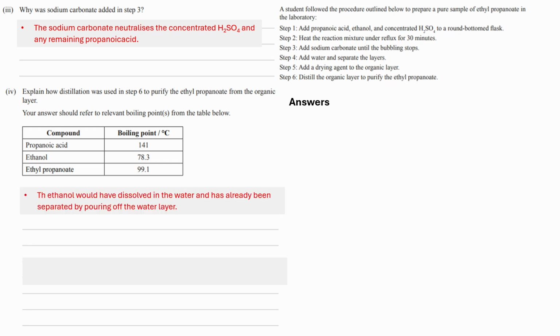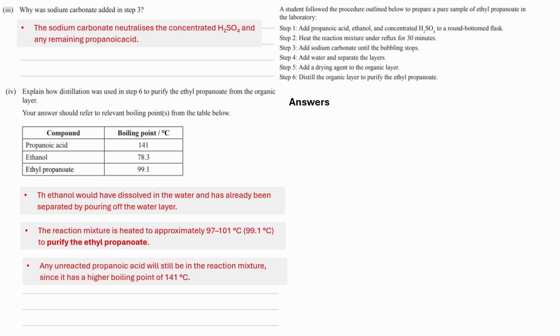So the ethanol dissolved in the water. If we were heating up, we would have got the ethanol. If it hadn't been dissolved in the water, hopefully we would have boiled it off first before we got to 99. The reaction mixture is heated to approximately 99 degrees Celsius to purify the ethyl propanoate. Any unreacted propanoic acid will stay in the mixture as long as we don't get it up close to its actual boiling temperature, right?